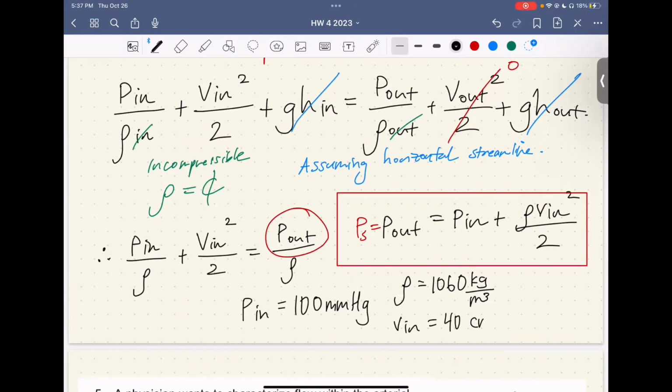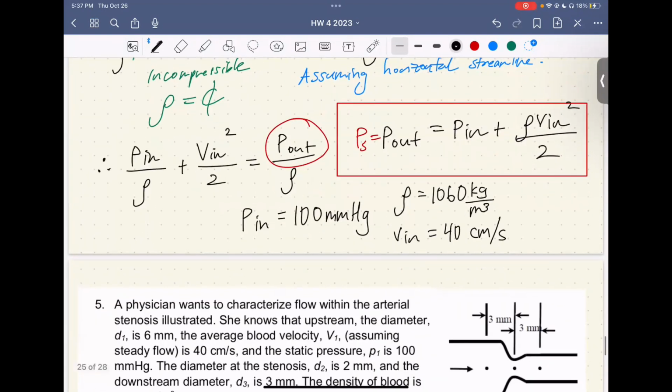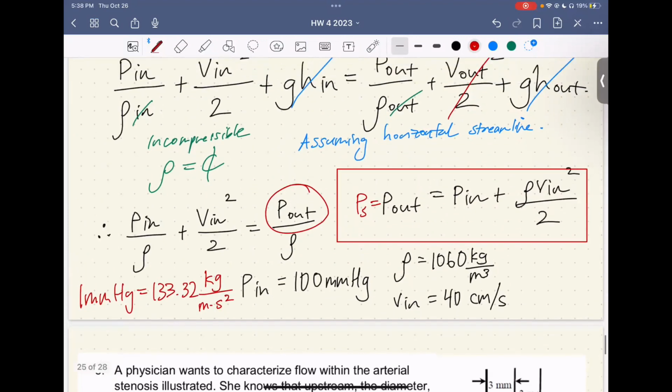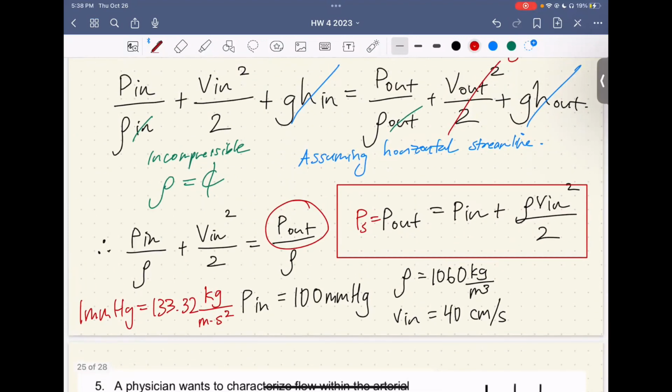So instead of changing our units all at the very end, it's easy to make some unit changes here that we know allow it to cancel. For example, we know 1 millimeter of mercury is equal to around 133.32 pascals. And pascals is simply kilograms over meters times second squared. Okay, so now we can get a general idea of what units we need to change in order to actually multiply these terms out.